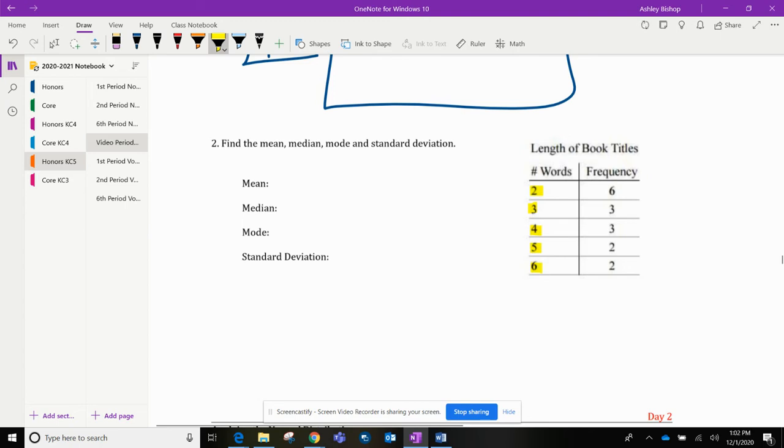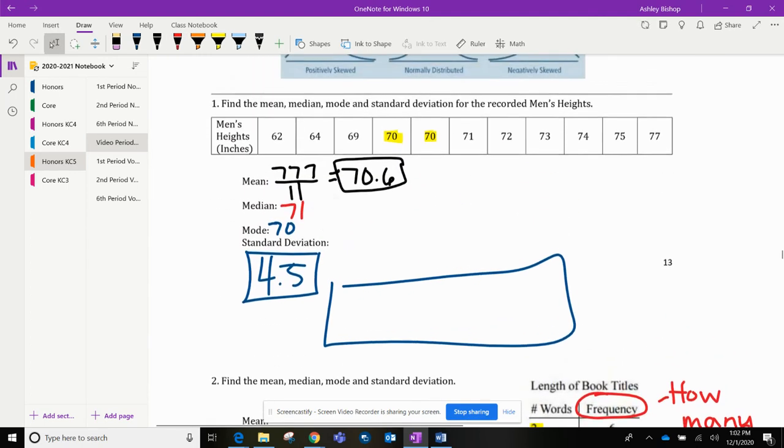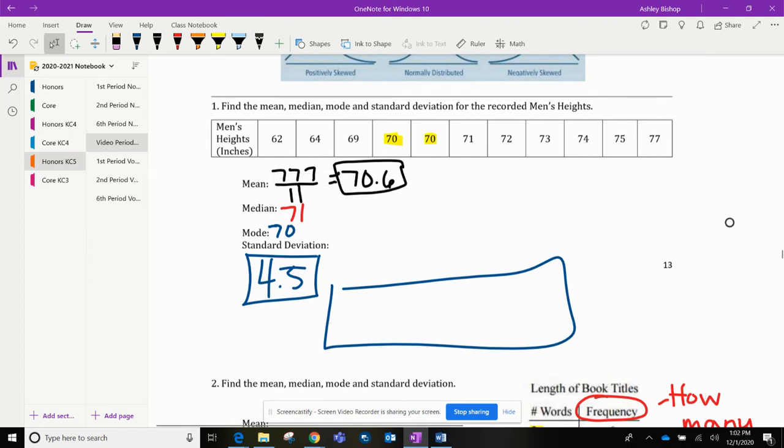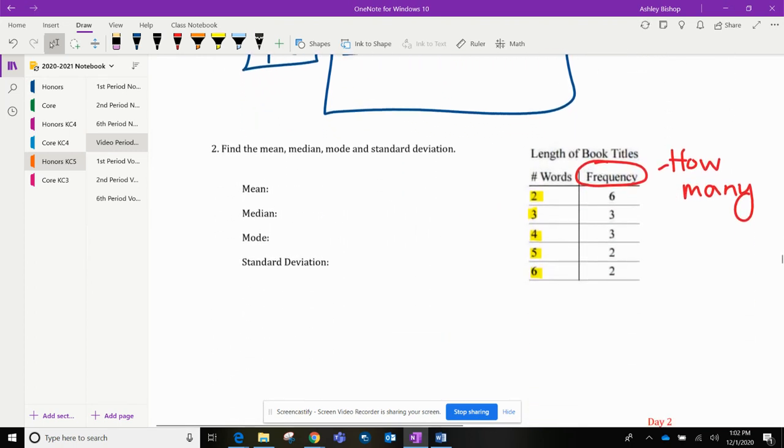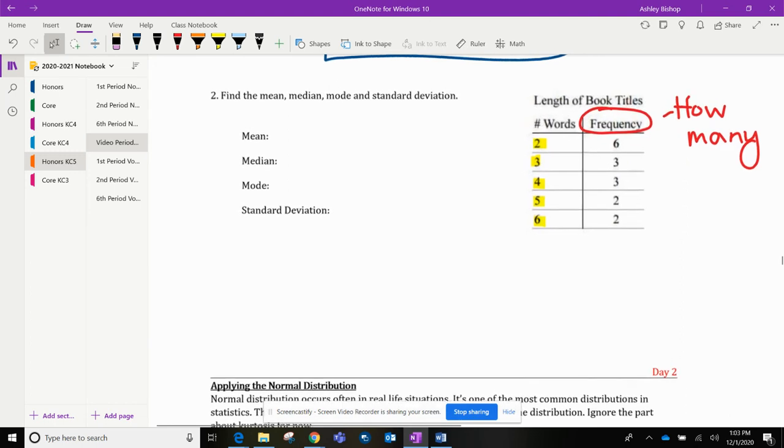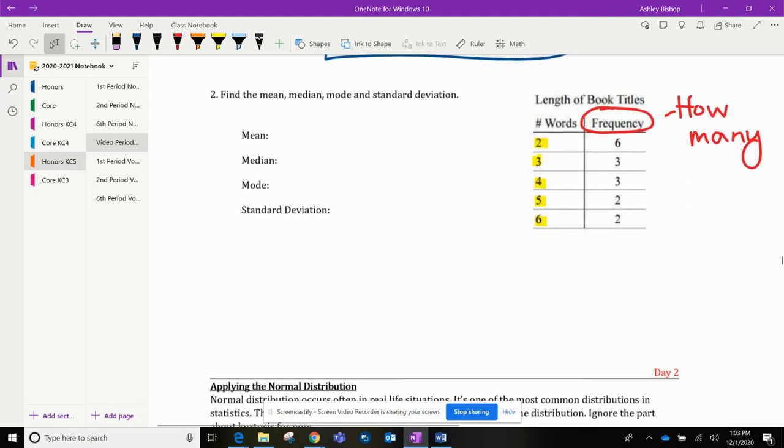This table right here, this side of the table says frequency. And frequency means how many or how often. So how many times it occurs or how often it occurs. Anytime your data is not in a simple list like this, you need to list it out. So I cannot work with this data. I need to list it out. And be careful because this frequency means how many. So I have 6 number 2s. How many 2s? I have 6.